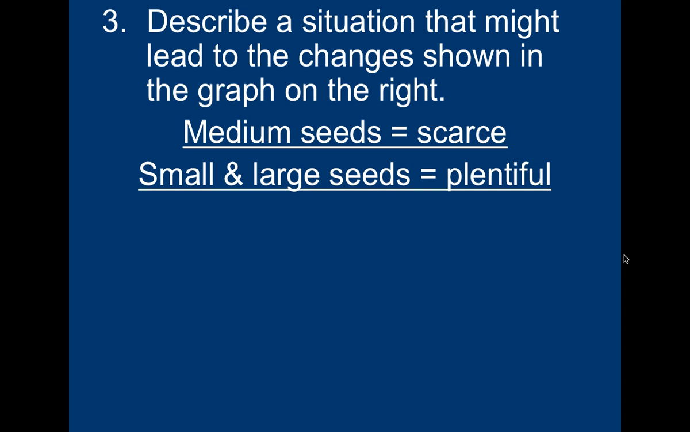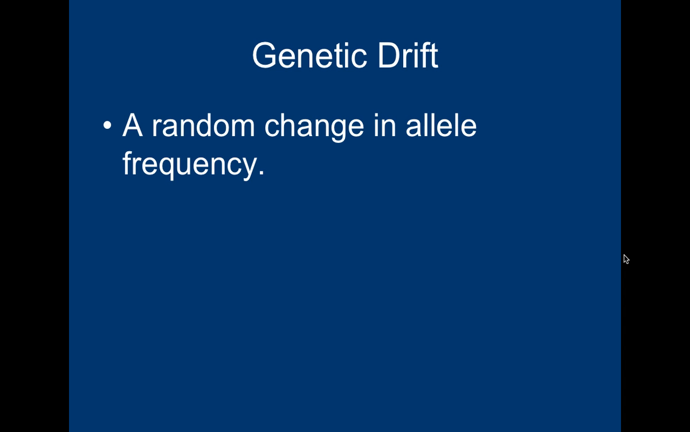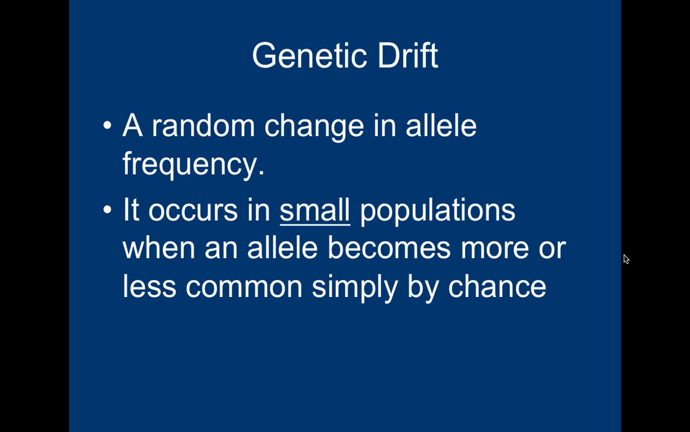Now, we do have some other things that can cause changes in gene frequency within populations that we just need to briefly discuss here. One of them is what we call genetic drift. Genetic drift is a random change in allele frequency, and this tends to affect small populations because we see it more. If we only have a small number of individuals, one small change with one individual is going to create a big percentage difference.